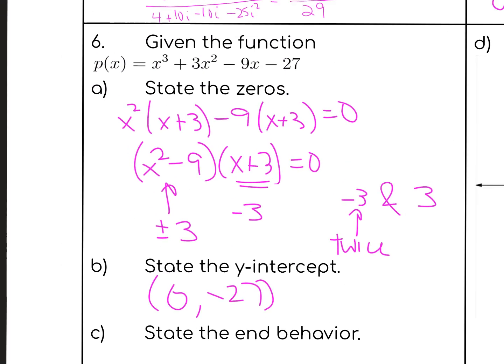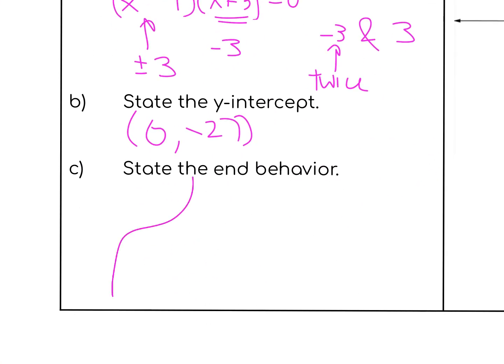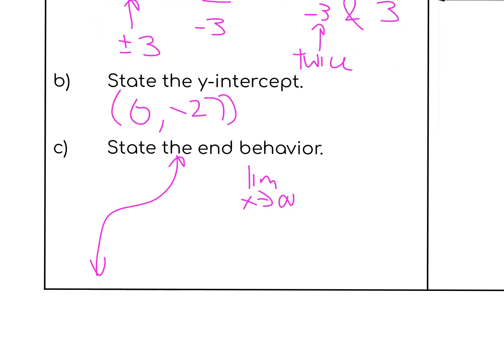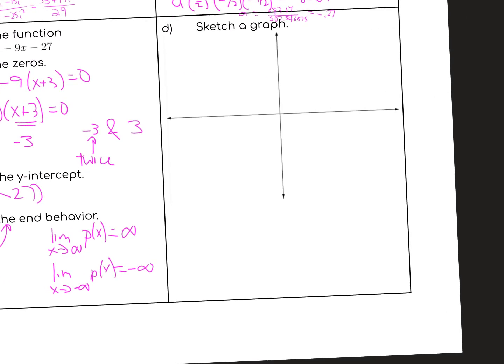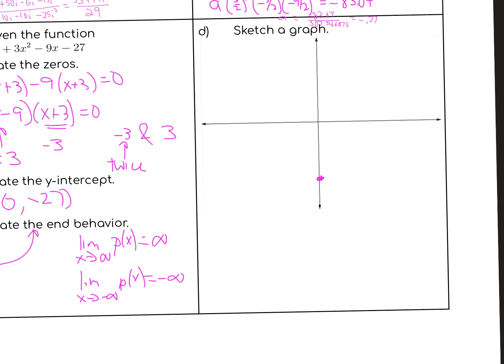The end behavior, that's a positive cubic, so that's going to look like this. If you want to use limits, your limit as x goes to infinity for, is this named f? P. P of x is infinity. The limit as x goes to negative infinity of p of x is negative infinity. And sketch a graph. So, y-intercept's negative 27. We go through negative 3, we go through 3. We're going to come from down here, we're going to go like this, we're going to go down, and we're going to go up. Something like that would be beautiful.